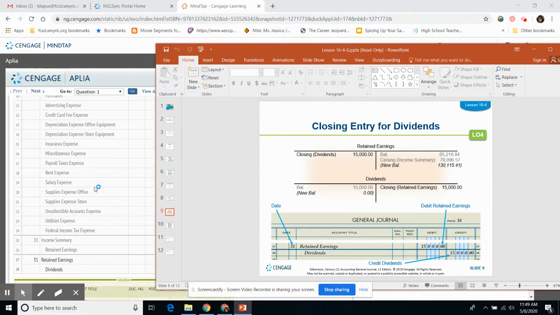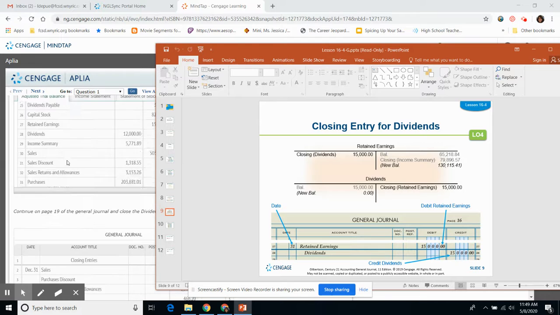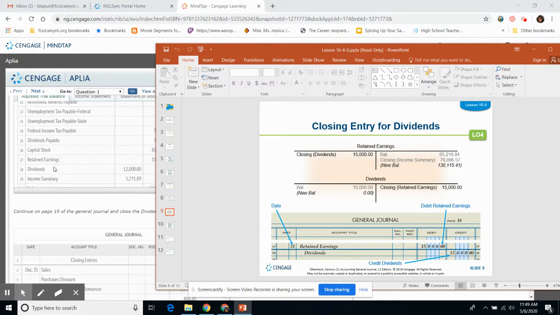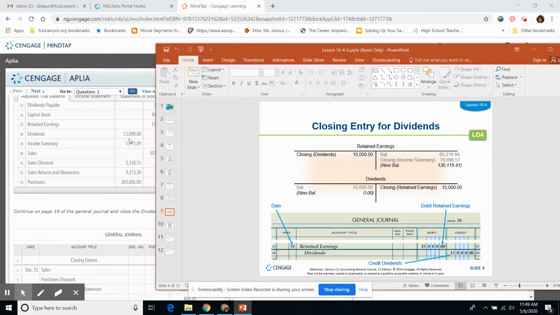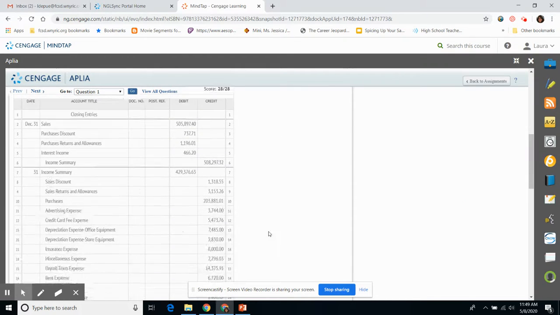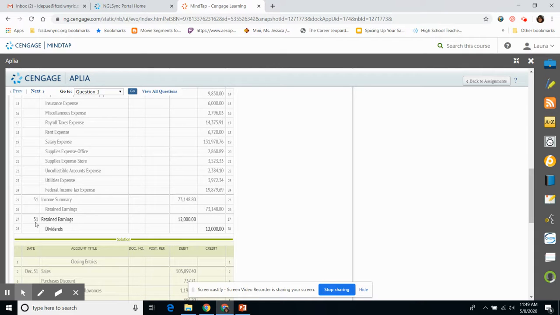And because it has a normal, where is it up here? It has a normal debit balance, you're going to credit dividends so that we close that out to 0. So scrolling down to the last transaction then, you are going to have the 31st, retained earnings, $12,000, debit, and dividends, $12,000 credit. So essentially what you're doing is you're closing the dividends to 0, and you're kind of essentially taking it out of your retained earnings, because dividends, remember, are money you paid out to your shareholders, so it comes away from your company or your retained earnings.